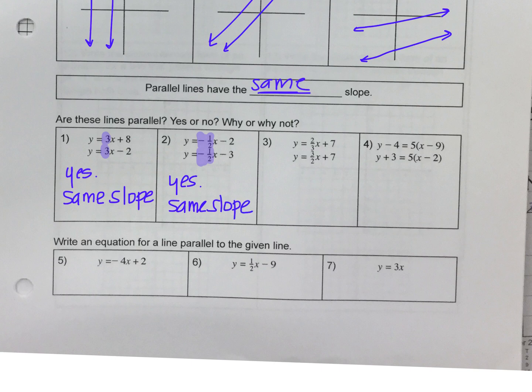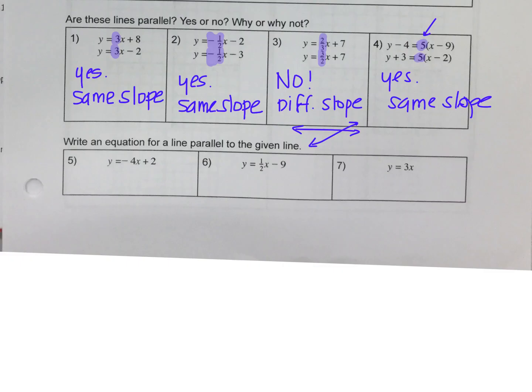Let's look at the next one. I get 2 over 3 and 3 over 2. Is that the same exact number? No. They have different slopes. So those lines are not going to be parallel. They're going to cross maybe like that. They'll cross somewhere. Remember in our point slope, this is our m right here. So we know that's the slope, and then the next one. Both of them are 5, so are those lines parallel? Yes, they have the same slope.